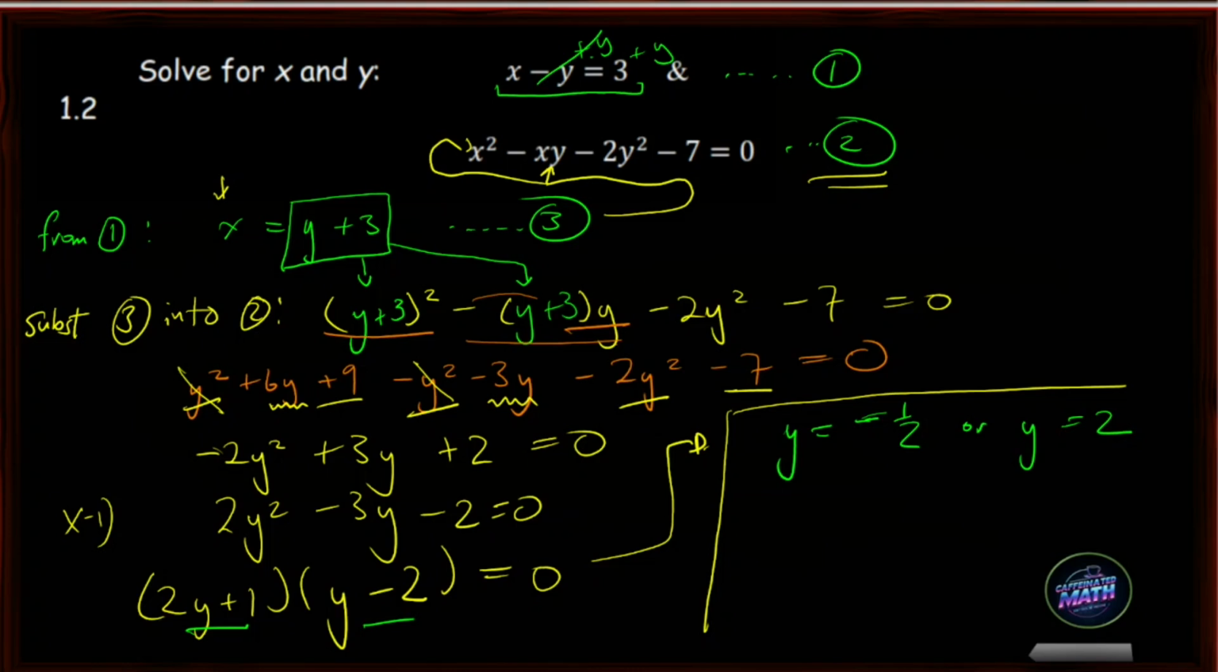And don't forget, these equations were simultaneous, or they were a system of equations, so we still need the x value. So if we substitute in negative 1 over 2, what we get is that x is equal to 5 over 2. And then using our value 2, 2 plus 3 gives us that x is equal to 5. That is done. Hopefully that was illuminating.